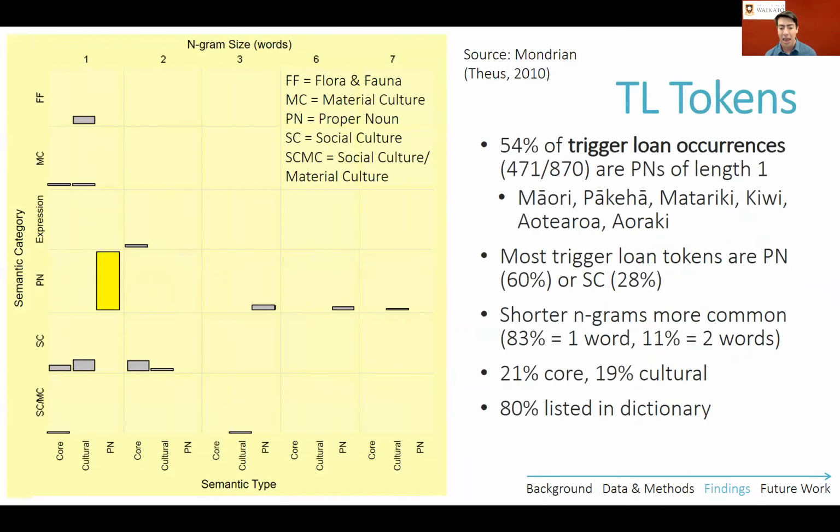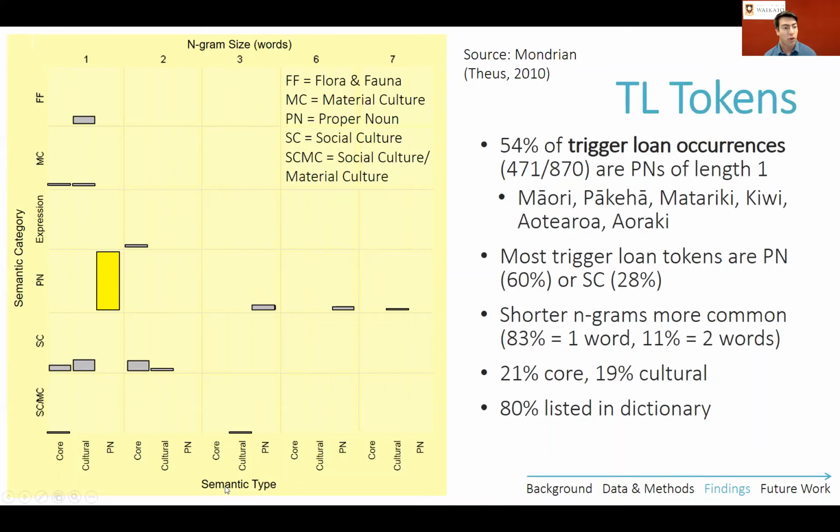Continuing our analysis, how do the different linguistic properties correlate with the trigger loans? So here we're looking at the trigger loan occurrences or tokens rather than the types. So this is a variation of a mosaic plot showing three-way interactions between n-gram size along the top, semantic category on the left, and semantic type along the bottom.